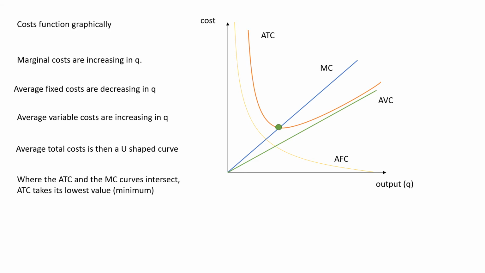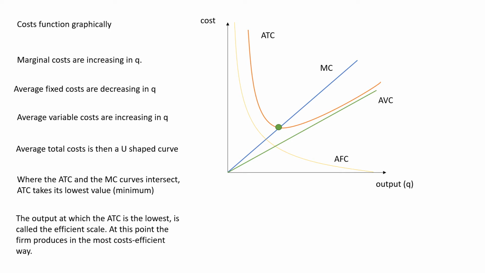This point, where the average total cost, that is unit cost, is the smallest, is the same point where the marginal cost function intersects the average total cost. This point is also referred to as the efficient scale. This is that production level at which the firm produces in the most cost-efficient way, that is, with the lowest possible average total cost or unit cost.